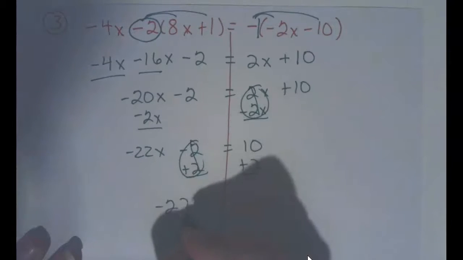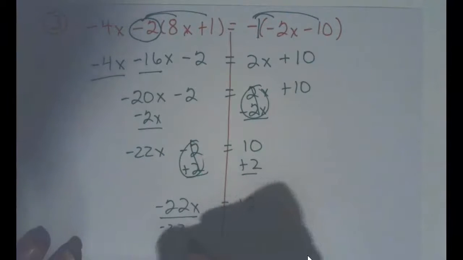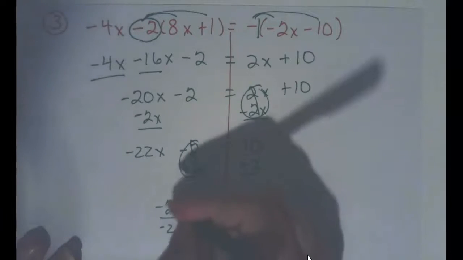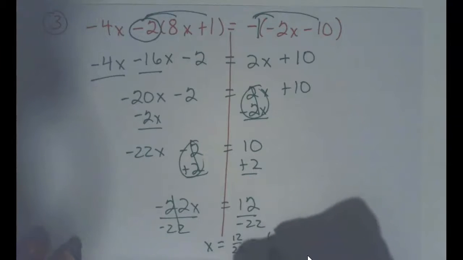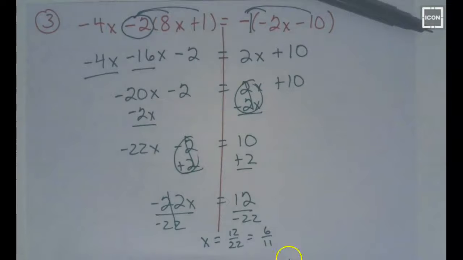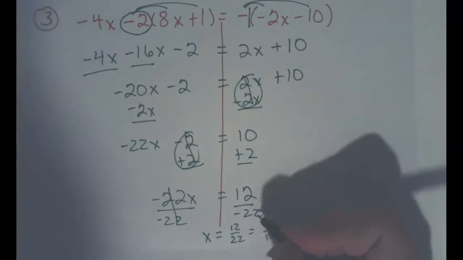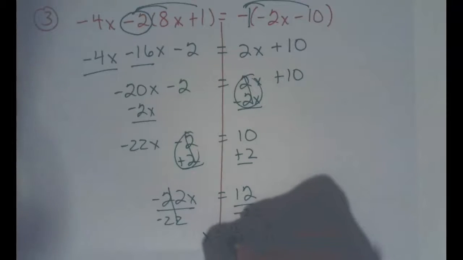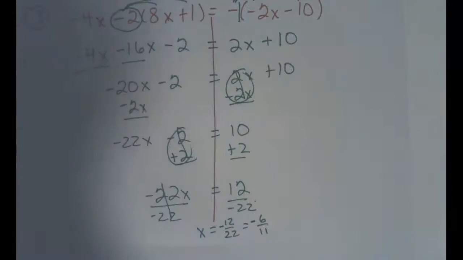So I have negative 22x equals 12. Divide by negative 22. And x equals 12 over 22, which would be 6 over 11. And that's as much as I can go. And I almost messed up on my sign, because 12 divided by negative 22 is negative, which would mean my final answer is negative 6 over 11.